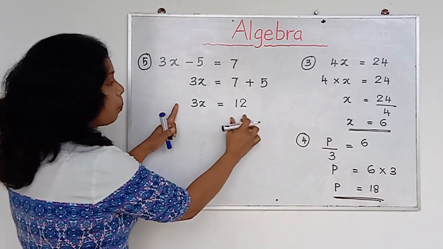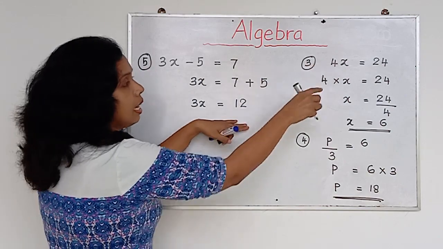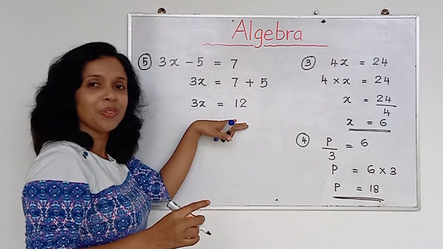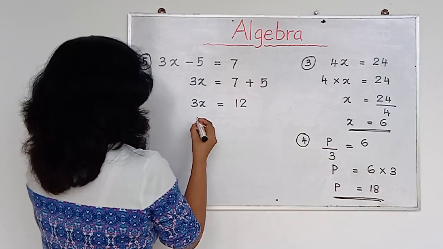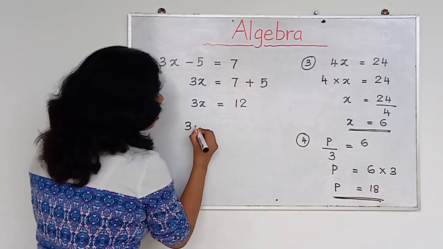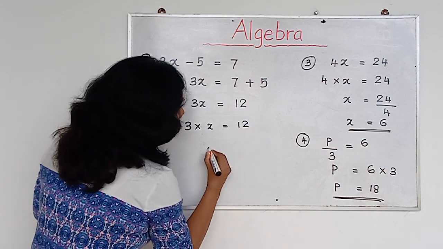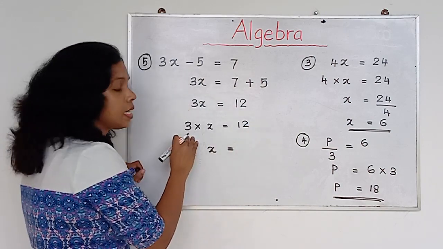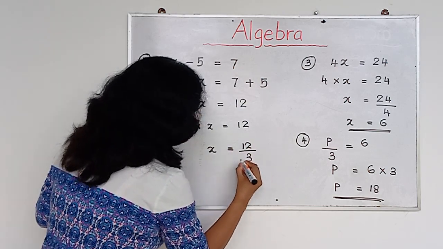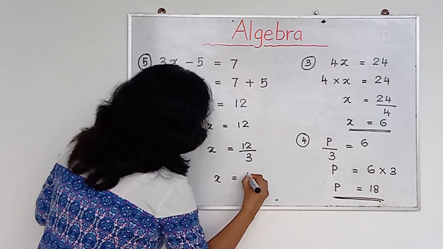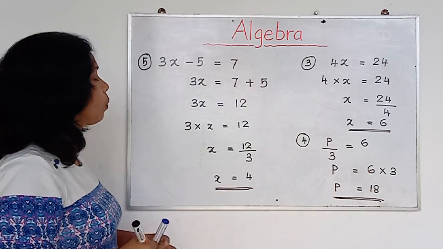Now this equation is similar to this one. Look at this. Here it is 4x equal to 24. Likewise, here it is 3x equal to 12. Right. Now this 3x is what? 3 times x equals 12. Then x equals, this is multiplication, so 12 divided by 3, it is 4. Answer is 4. Right?